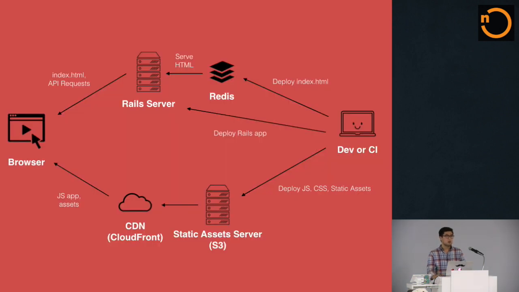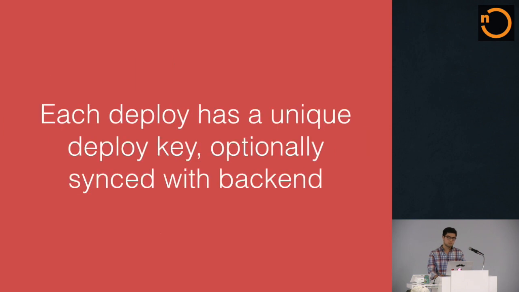So this is the overall architecture of it. The developer can push both to the front end and the back end. When you push to the back end, it goes straight to the Rails server. When you push to the front end, you do two things. One is you deploy your index.html to Redis, and the other is you deploy all your assets to your S3 server. Then you can very easily drop CloudFront in front of that to make it serve super fast. And then they come together at the browser.